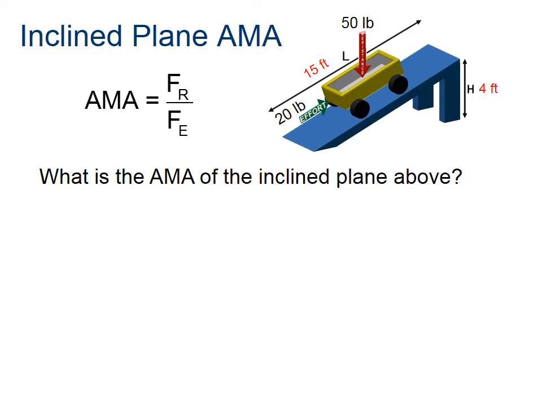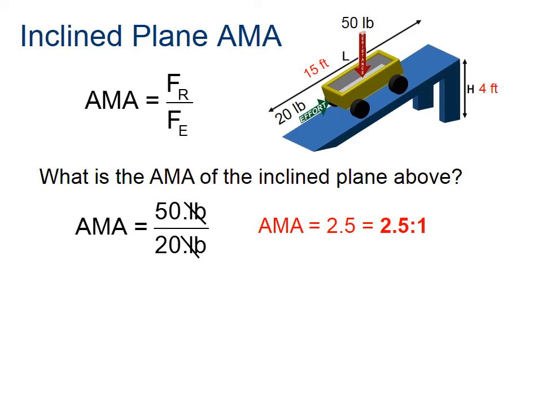Well, let's take a look at a 50-pound cart. And for a 50-pound cart, we might have to push on that 20 pounds. So in that case, if we just plug in our numbers, our effort is 20 pounds, and our resistance is 50 pounds. So we end up with an AMA of 2.5.